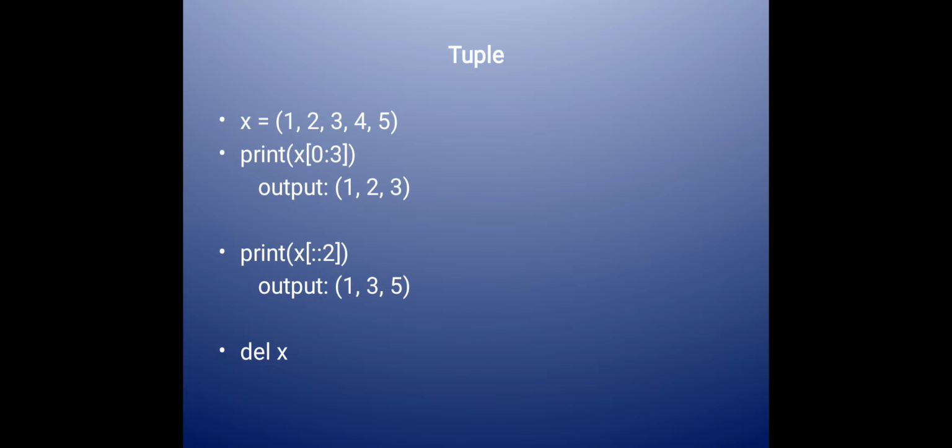So first it will take the value 1, then it will ignore the second value 2 because here the step value is 2. So it will take the next value 3. Then again it will ignore the value 4 because the step value is 2 and take the next value 5.